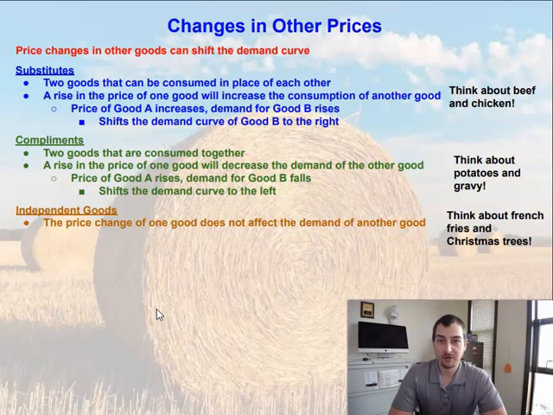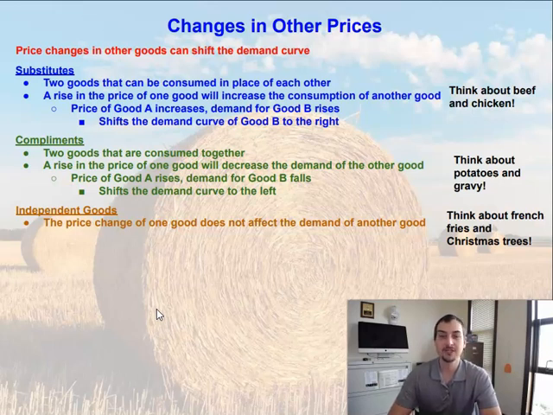So, a demand curve is a function of three different economic aspects: the price of the own good, the price of another good, and the income or the budget of the consumer. We've already talked about what happens if we change the own price. We change the price of hamburgers. What happens to the demand curve, or how does it create the demand curve for hamburgers?